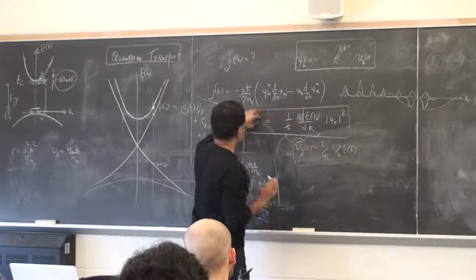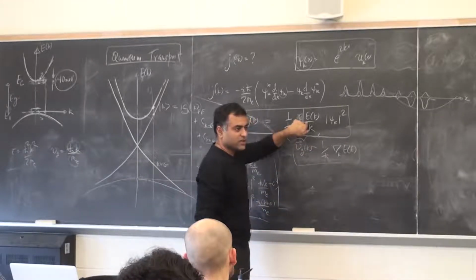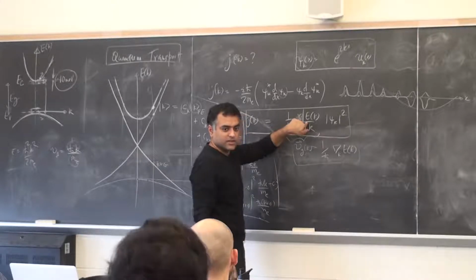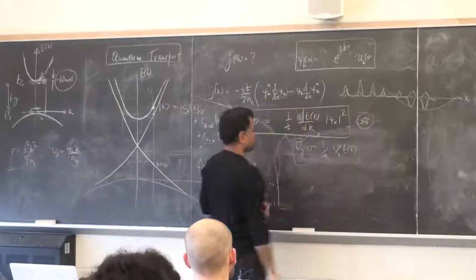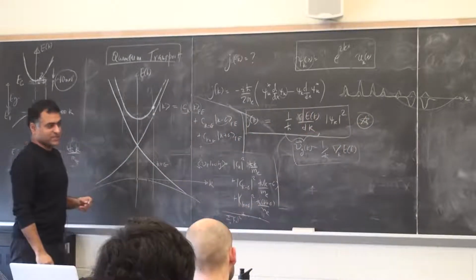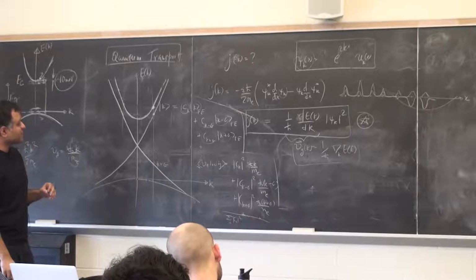Or rather, the quantum current carried by a Bloch state is given by the group velocity of that state. And this is, I would say, a very remarkable, very powerful theorem, and we're going to apply it many times now. Okay, but first let's derive it.